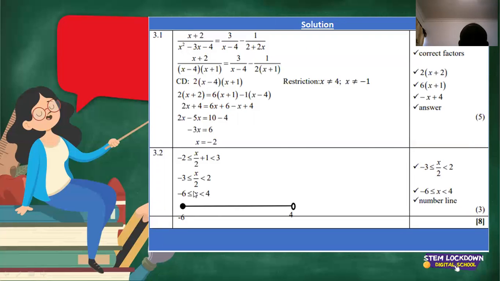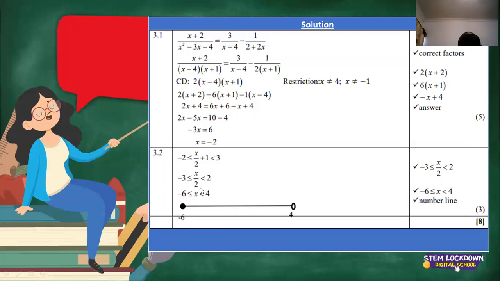So basically x is greater than or equal to negative 6, and x is less than 4. That means x has values between negative 6 and a value less than 4, which is 3. Okay, so this is our answer.